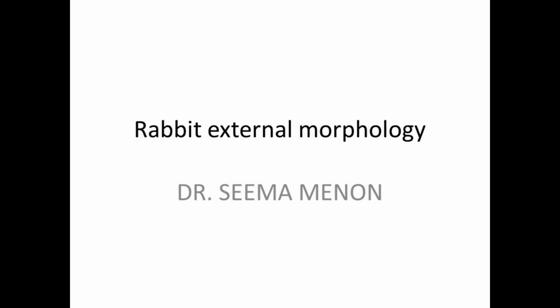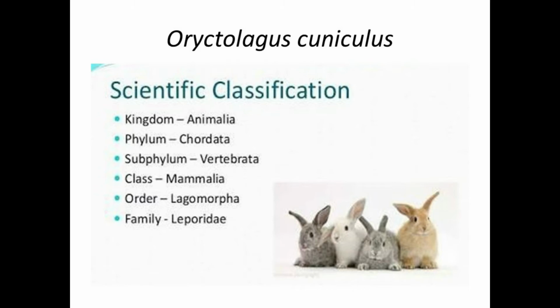Today we will have a discussion on the external morphology of rabbit. So before going to the external features, we will just see the taxonomical status of rabbit. Its scientific name is Oryctolagus cuniculus. It belongs to phylum Chordata, subphylum Vertebrata, class Mammalia, order Lagomorpha, family Leporidae, genus Oryctolagus, species cuniculus.